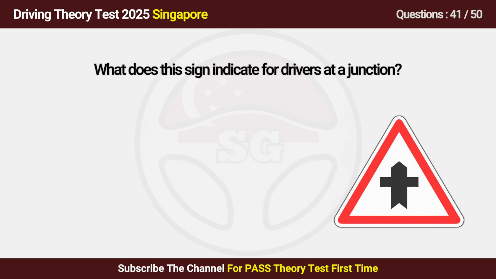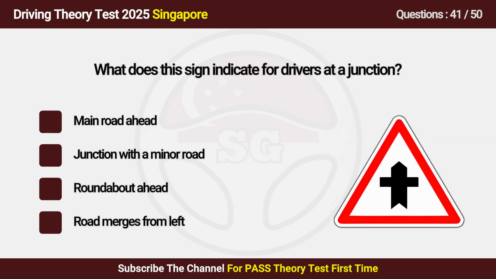Question 41. What does this sign indicate for drivers at a junction? A. Main road ahead. B. Junction with a minor road. C. Roundabout ahead. D. Road merges from left.